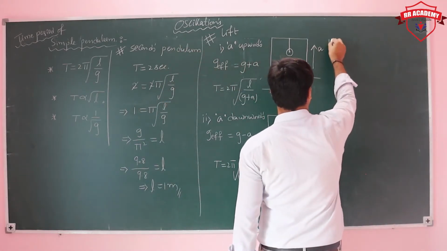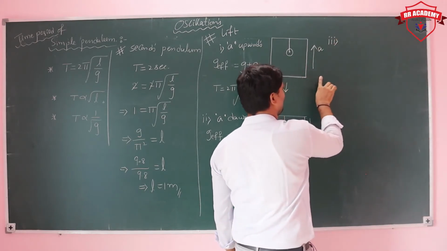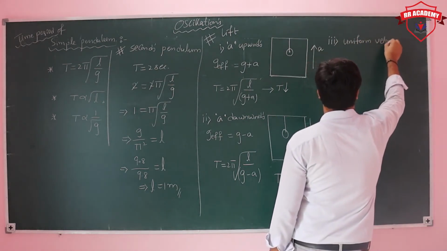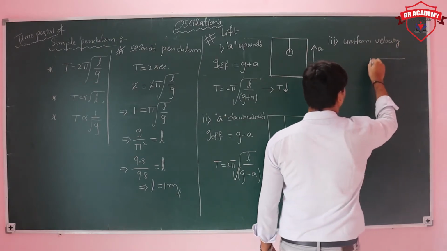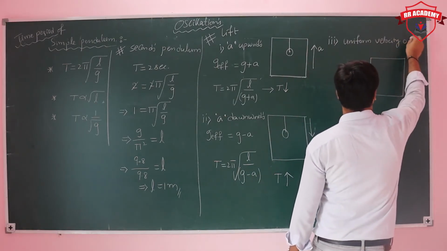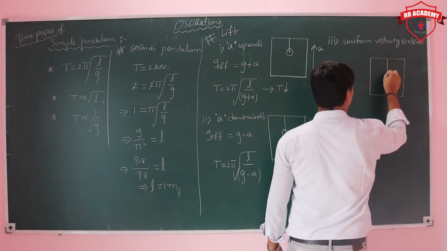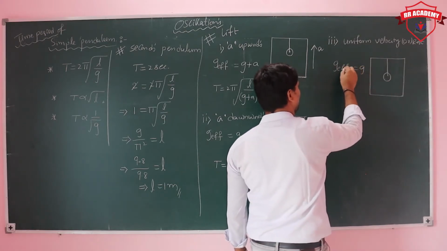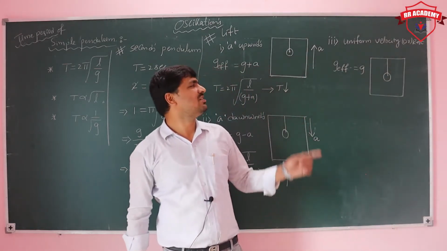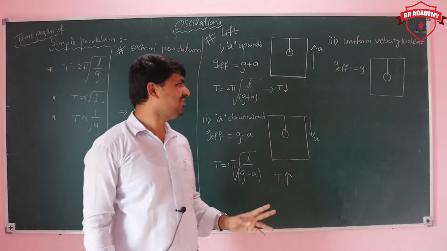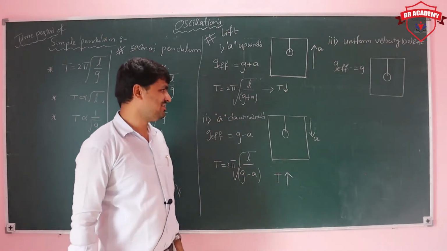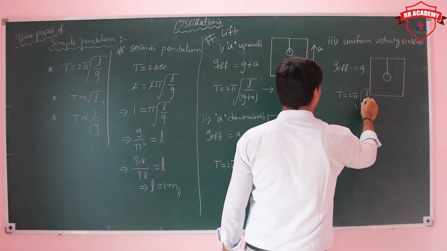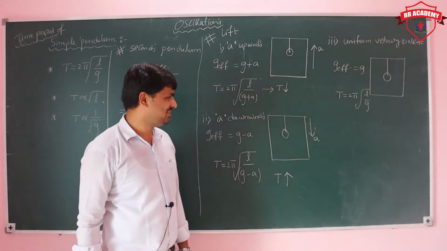And let's see the third case. The lift is moving with constant velocity, nothing but uniform velocity, or at rest, no problem. Then the effective gravity is g only, because there is no other acceleration. If it is moving with uniform velocity, its acceleration is 0. If it is at rest, again acceleration is 0. So that is g. Then the time period is 2π√(L/g).